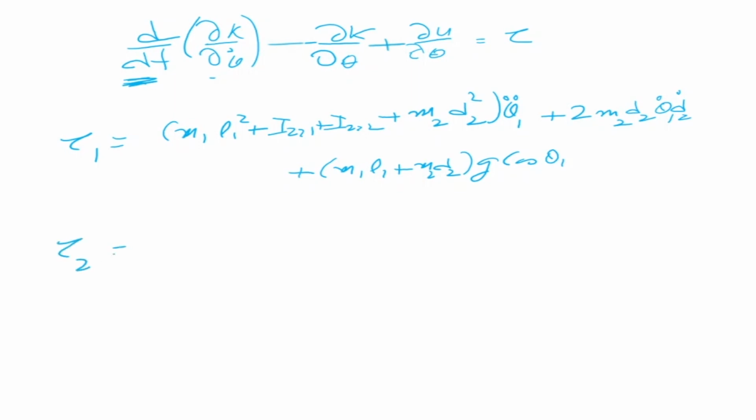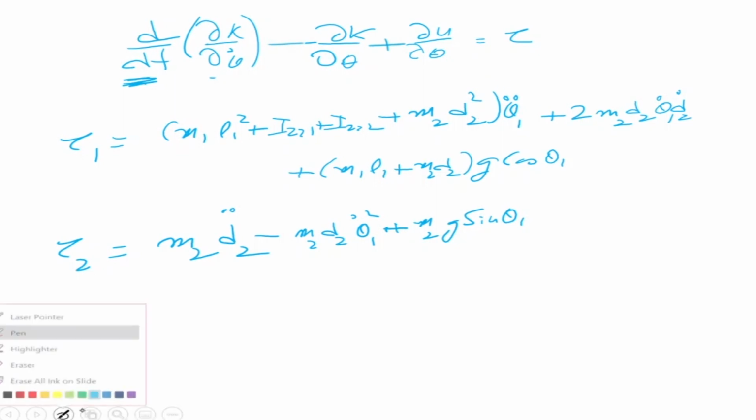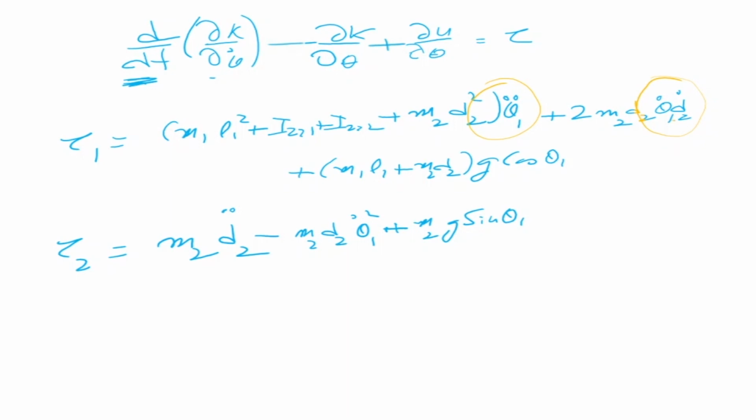Now what about tau 2? Tau 2 is equal to m2 d2 double dot minus m2 d2 theta 1 dot squared plus m2 g sin theta 1. Okay. Now what we see is that there are terms which are dependent on acceleration here. Okay. Then there is a term which is a Coriolis term, so theta 1 dot and d2 dot. So this is the Coriolis term here. And there are terms which are dependent on g, which is just on position.